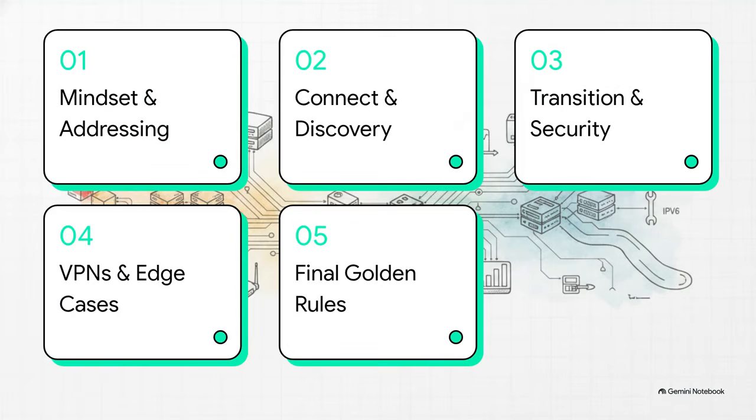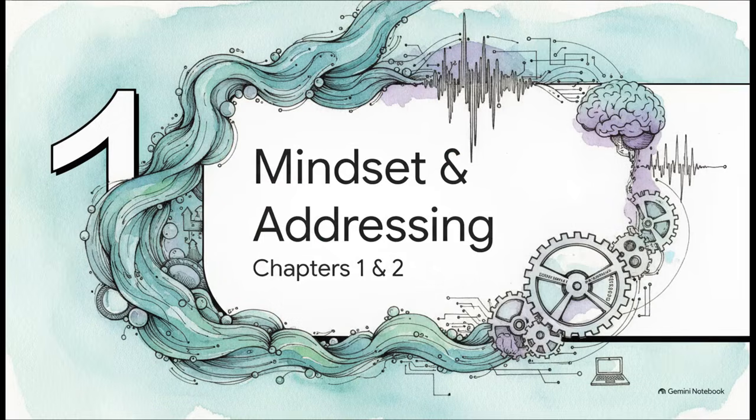So here is the agenda for our explainer today. 1. Mindset and addressing. 2. Connectivity and discovery. 3. Transitions and security. 4. VPNs and edge cases. And finally, 5. Final golden rules. We're going to hit the absolute highlights across all 8 chapters to make sure your new troubleshooting baseline is totally rock solid. Starting off with chapters 1 and 2, Mindset and Addressing.